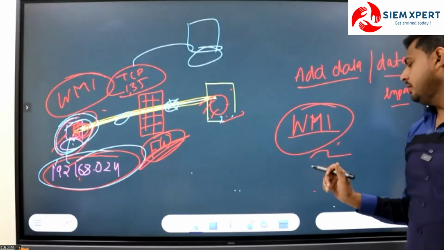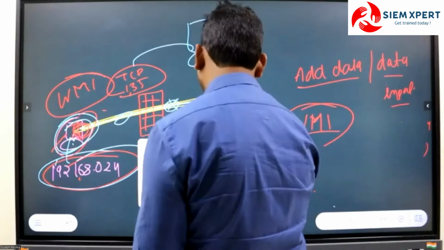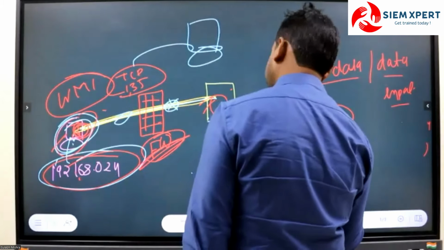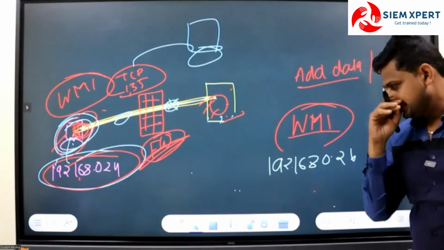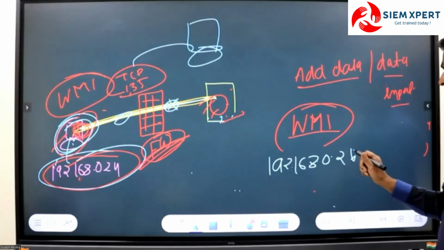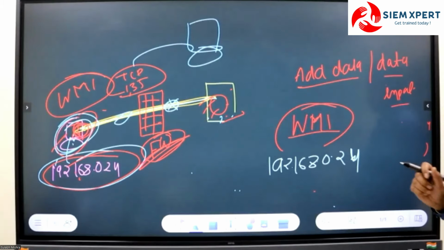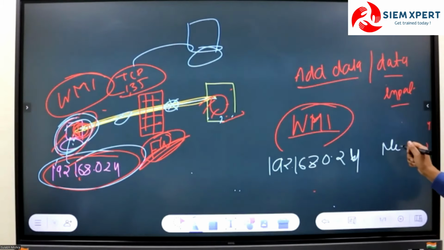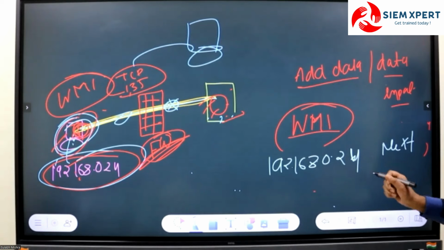So then I will enter the host name or IP address. For example, right now I'm entering an IP address, 192.168.0.24. I'm just explaining to you, okay, right now. Once I enter the IP address, I click on Next.